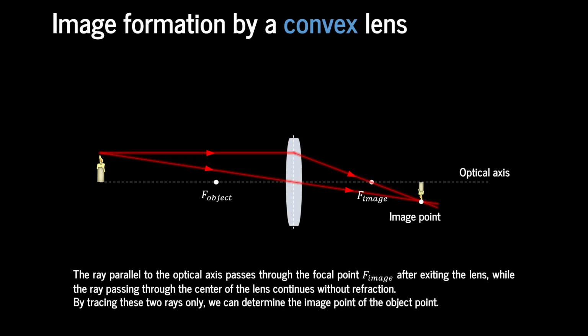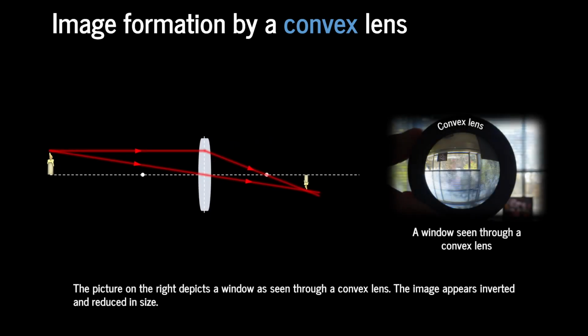The ray parallel to the optical axis passes through F image after exiting the lens, while the ray passing through the center of the lens continues without refraction. By tracing these two rays only, we can determine the image point of the object point. The picture on the right depicts a window as seen through a convex lens. The image appears inverted and reduced in size.